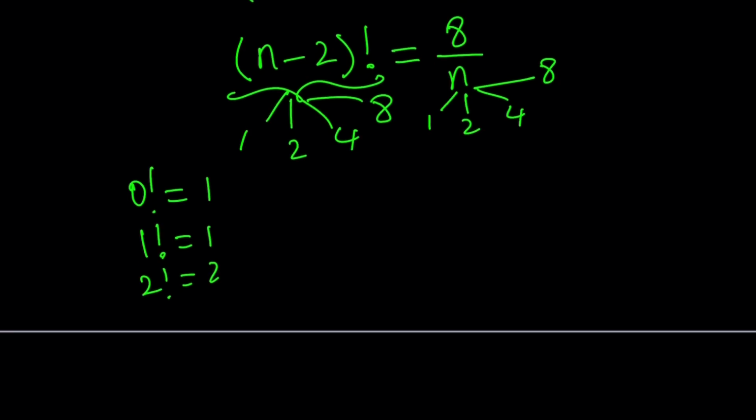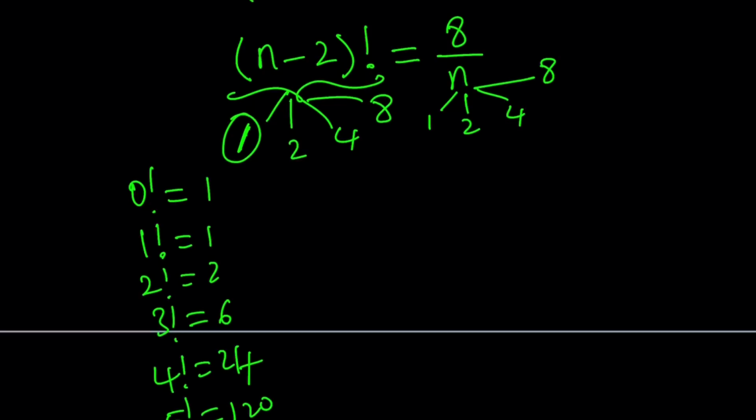3 factorial is 6. 4 factorial is 24. 5 factorial is 120. So 1 is a factorial, yes, that works. 2 is a factorial, so these are factorials, but 4 is not a factorial because there's no factorial between 2 and 3. Maybe 2.5, but we're looking for integer solutions, and I'll show you on the graph what happens if n is not an integer. But if n is an integer, then 4 and 8 will not work. So those are the only possibilities.